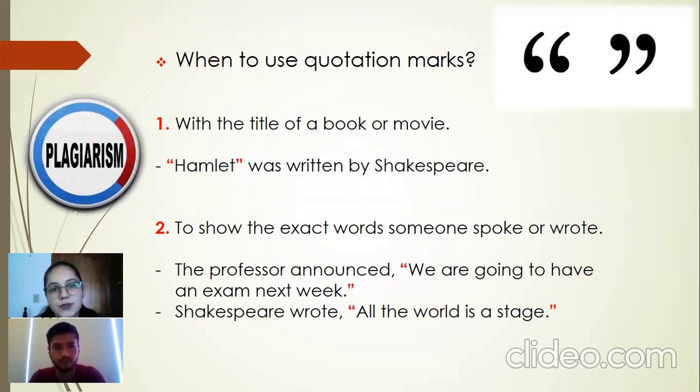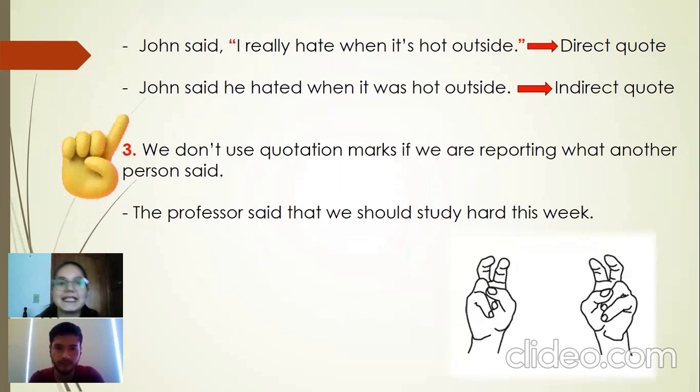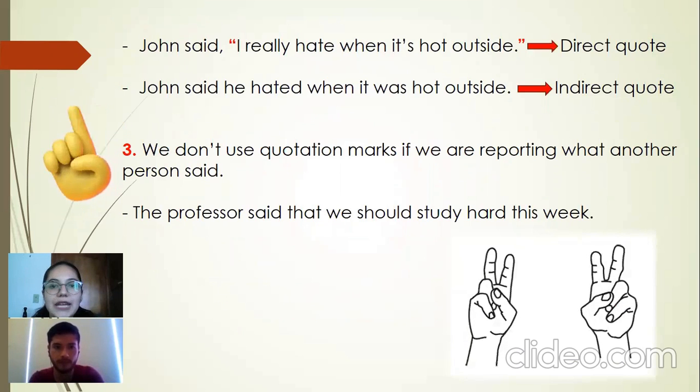Second, we use quotation marks to show the exact words someone spoke or wrote. For instance, the professor announced, "We are going to have an exam next week." Shakespeare wrote, "All the world is a stage." In these examples, we are literally expressing what the professor said and what Shakespeare wrote. Another example, John said, "I really hate when it's hot outside."